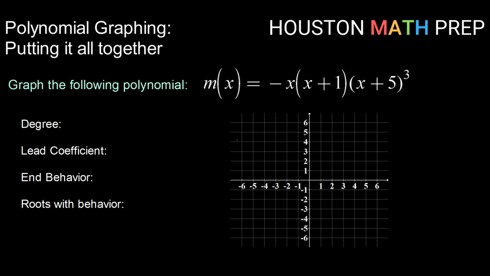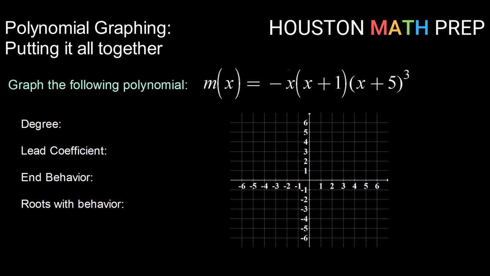In this video, we're going to be working example 2 of polynomial graphing, putting it all together. Once again, if you're just joining us on this video and you haven't watched our videos on end behavior, turning points, and roots with behavior, make sure you watch those first and come back here when you're ready. Okay, let's jump right in, collecting our information, starting with finding the degree of our polynomial m of x.